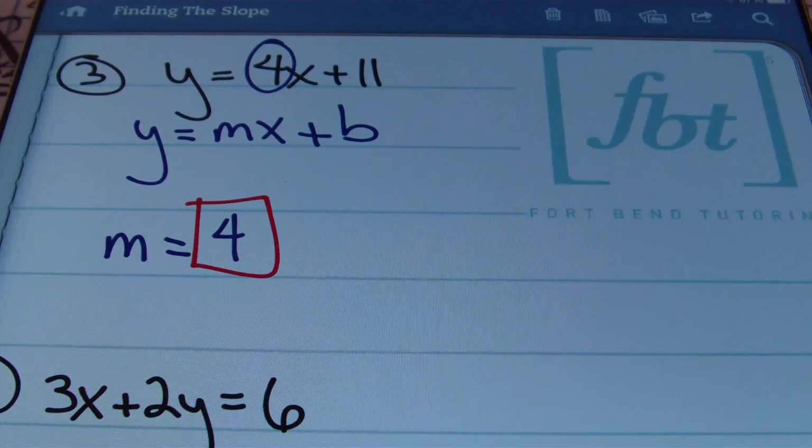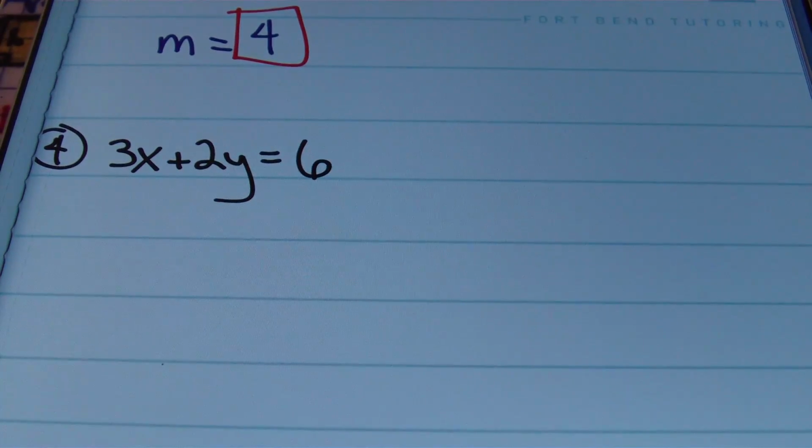That's all you have to do there, ladies and gentlemen, is just identify the m. Make sure y is solved for, okay? So make sure you already have it in slope-intercept form, and once you do, oh yes, the slope equals 4 in this case, and there you have it. All right, that was problem number 3. That was fun. Here we have problem number 4.